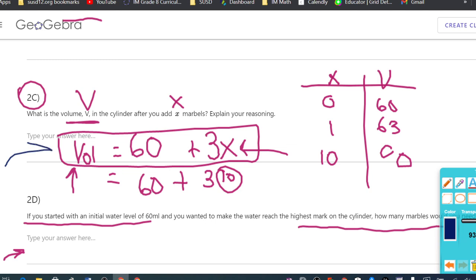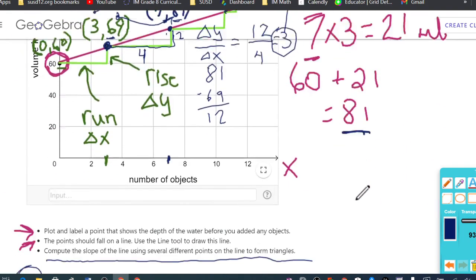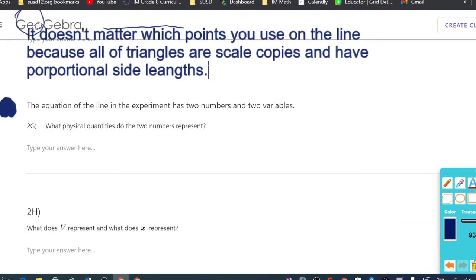Do you remember right here? The volume equals 60 milliliters plus 3x. I'll write that again. We're going to use that equation again, so I'm going to put it right here. The volume equals 60, which is the milliliters that we started with in the cylinder, plus 3x. That means every marble that you add increases the volume by 3 more milliliters.